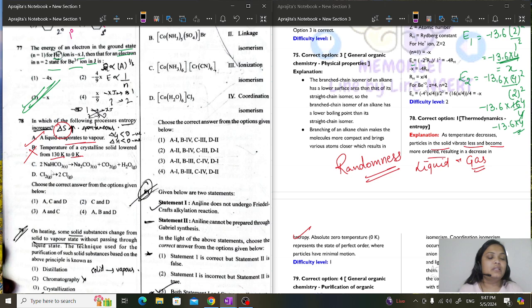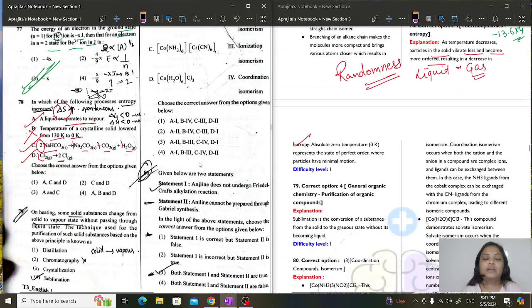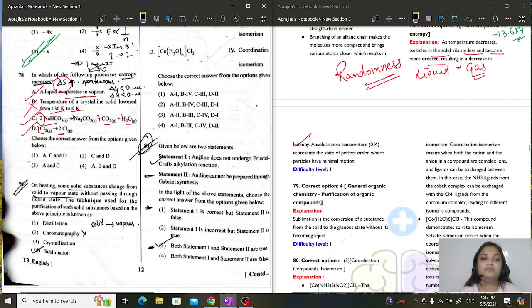Now the third one is 2NaHCO3 gives Na2CO3, CO2, H2O. Here we can see there are 2 moles, but here we are having 1, 2, 3 moles. So if number of moles are increasing, entropy will increase. Here also we have 1 mole of chlorine molecule, but here we have 2 moles of chlorine atom. So again entropy will increase. So entropy is going to increase for A, C and D. So that is the answer, 78.